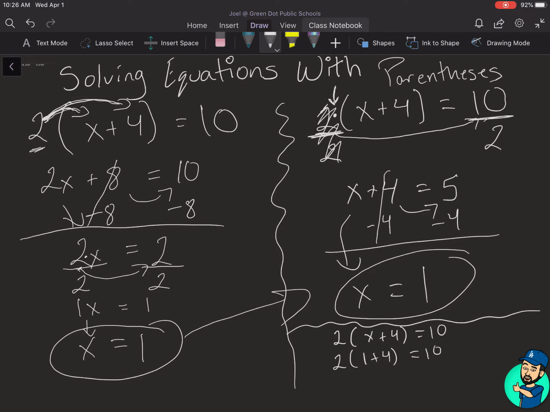Now remember, in PEMDAS, order of operations, the P in PEMDAS stands for parentheses. That comes first. We got to look inside the parentheses. We have a 1 plus 4. So you have to add first, and that'll be 5. And then I have a 2 equals 10. Now I have 2 times 5, and that is 10. Does 10 equal 10? Yes. So we know that x does equal 1.